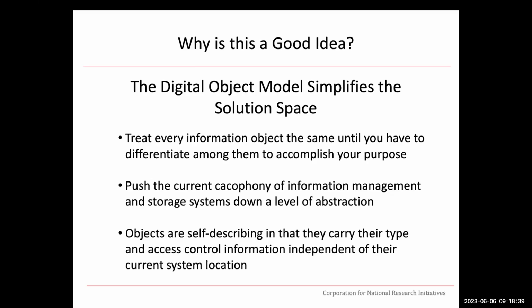And then objects, you want objects to be self-describing. They carry their type and access control information independent of their current system location. That's most easily understood in terms of access control. Right now, for most data, the access control information, who can get it, is determined by the interaction of the entity and the system it lives on. And when you move that entity out of that system, the access control information is lost. You want to associate all that with the object itself.